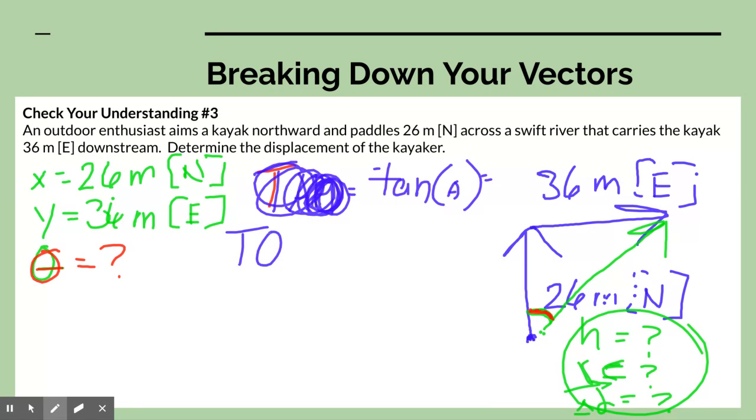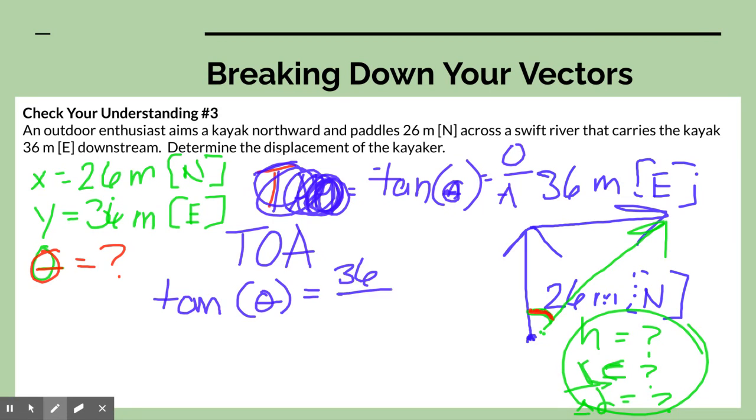Toa. Jeez, it is the morning, guys. Sorry. Tangent of theta is equal to opposite over adjacent. So in this case, tangent theta is equal to opposite, which is 36 over 26.